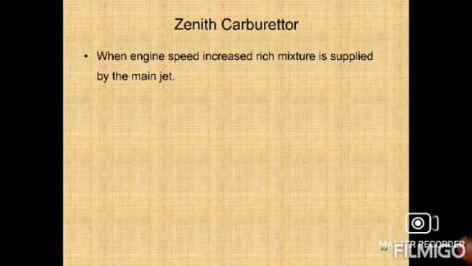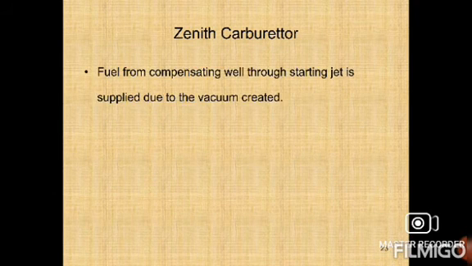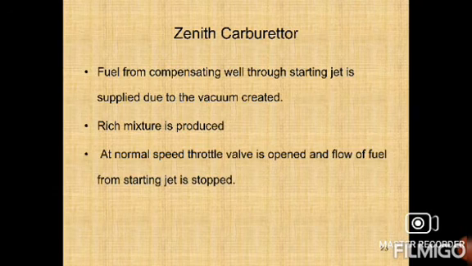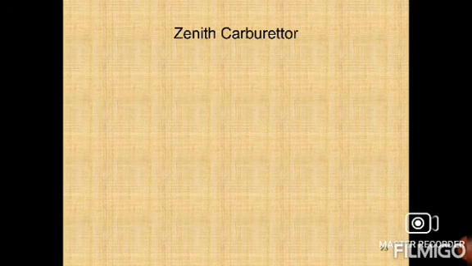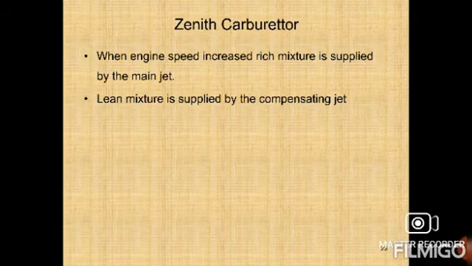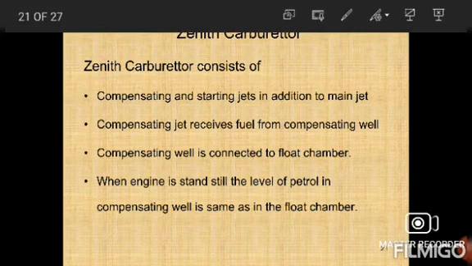As we already discussed, when the engine speed increases, a rich mixture is supplied by the main jet and a lean mixture is supplied by the compensating jet. Both the jets together should supply a constant air fuel ratio. At normal speed the throttle valve is open and the flow of fuel from the starting jet is stopped. Finally, air and fuel are supplied to the engine cylinder through the zenith carburetor and simple carburetor.